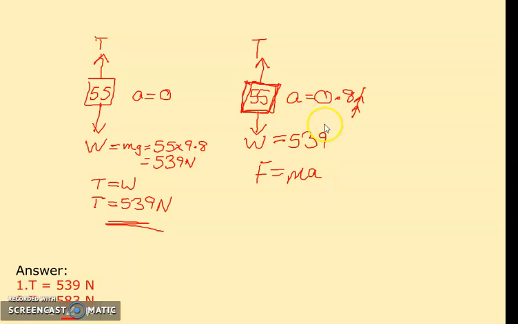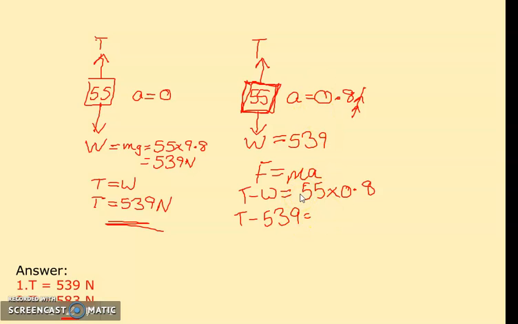So, assuming he's going upwards, we can now say that the force up is T, we take away the W, because that's coming down in the opposite direction, and that equals ma. That equals the mass times 0.8. Now we've got a bit of information over here. T minus the weight is not changed. His weight is 539.